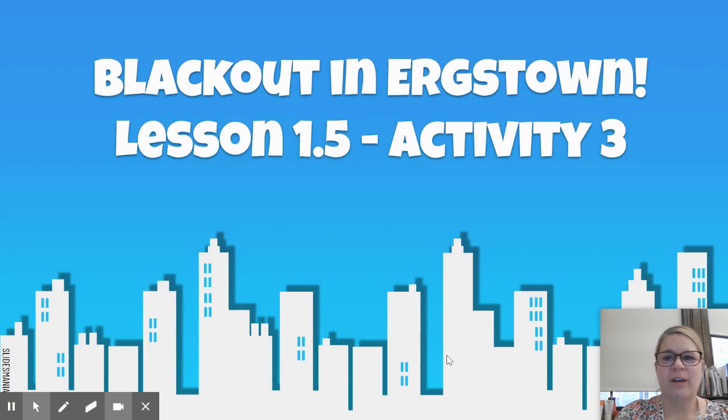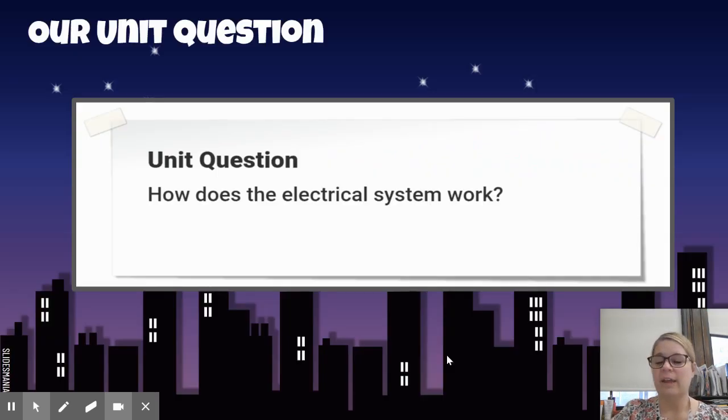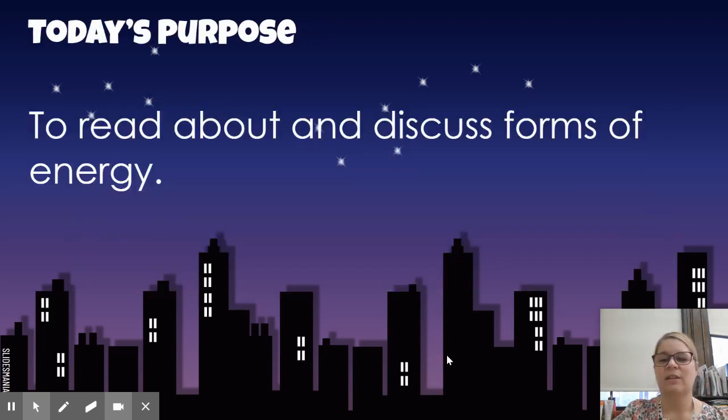All right, fourth grade scientists, we are back for our third activity in lesson 1.5, continuation with the reference book. So let's go. Again, every time we're going to review what is our purpose for this entire unit. We are trying to discover how the electrical system works. Today's specific purpose, to read about and discuss forms of energy.